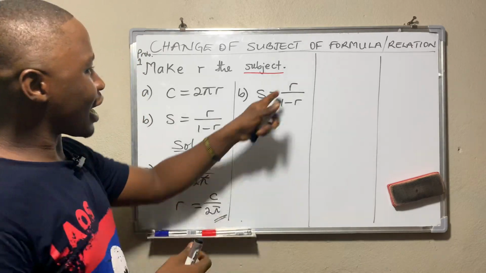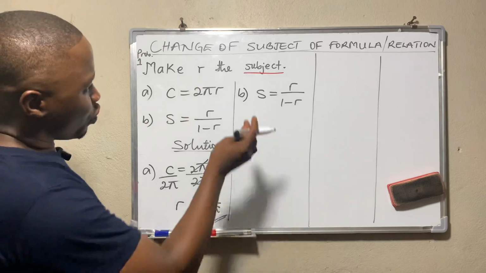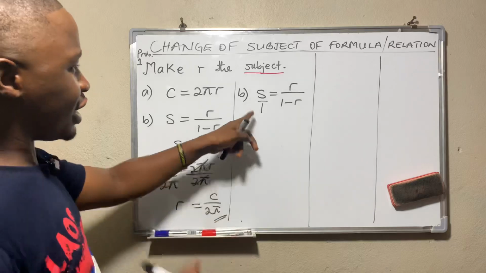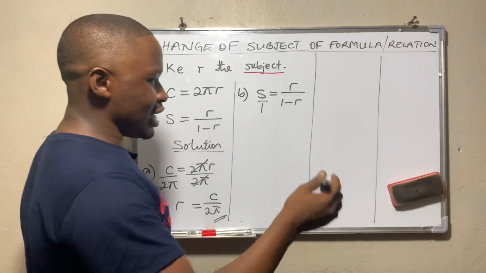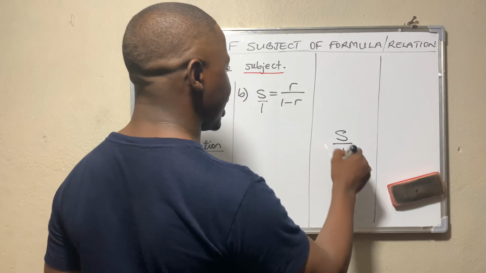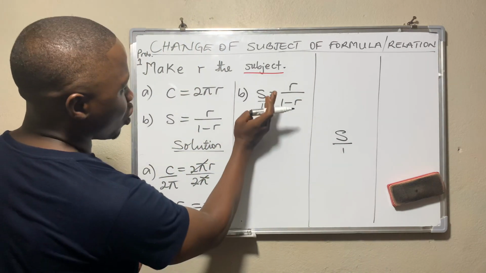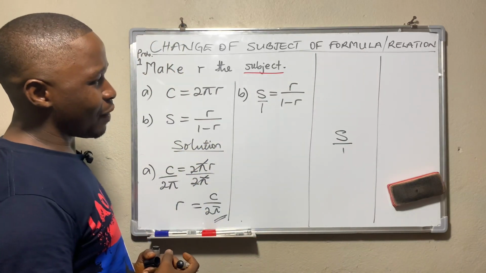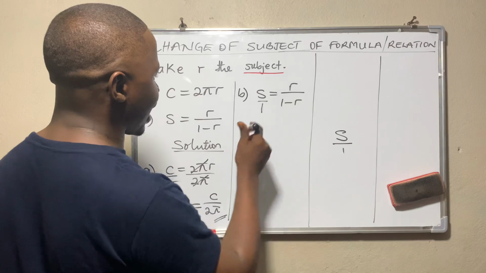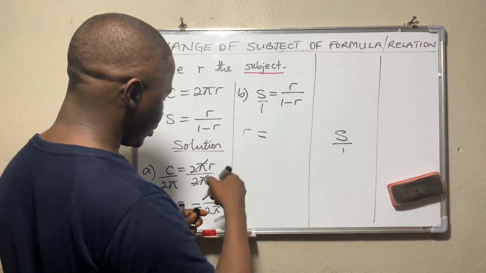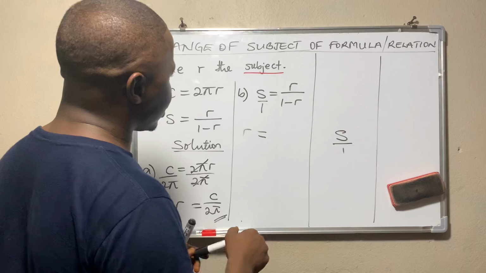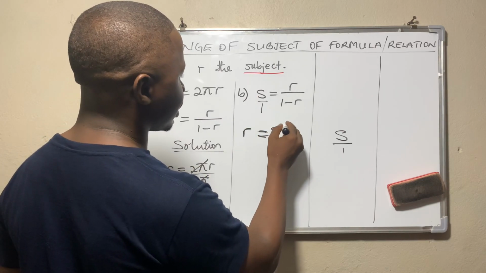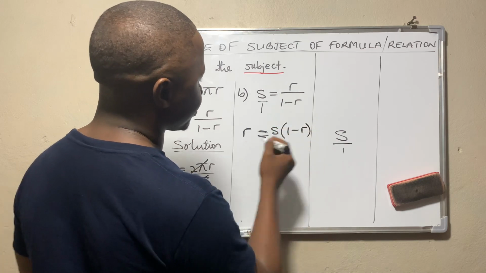So now we want to make r the subject. So what do? We can simply give this s 1. We can give s a denominator of 1. Remember, every value has naturally a denominator of 1. So we can see one term on the left hand side, one term on the right hand side. So if we cross multiply, what do we have? We can say 1 times r, we have this r. 1 times r is r. Then s multiplied by this is s multiplied by 1 minus r.